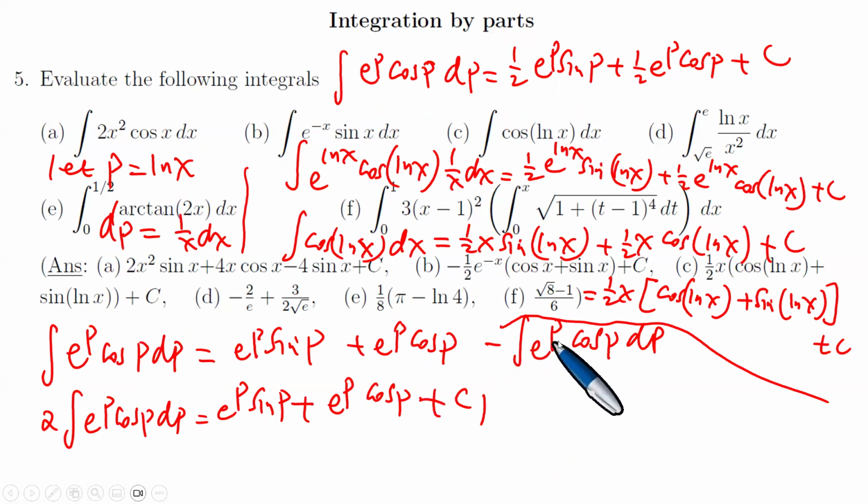Now then, the e to the p cosine p adds up and gives us 2. And we have e to the p sine p plus e to the p cosine p plus that. And then you have the 2 here, you divide both sides by it. Divide by the 2, it becomes 1/2 e to the p sine p, and again 1/2 e to the p cosine p. And then, wherever there is p, you put ln x, so that you have ln x here, and then you have ln x there.